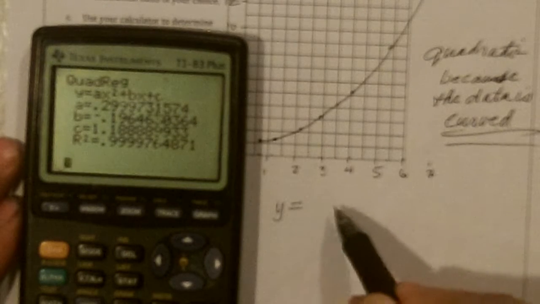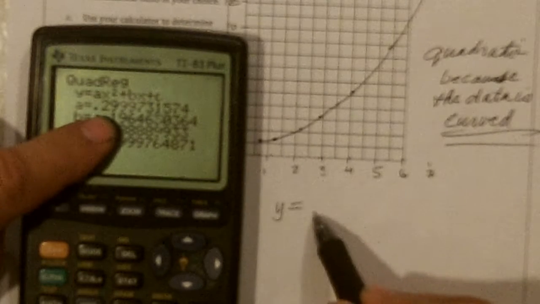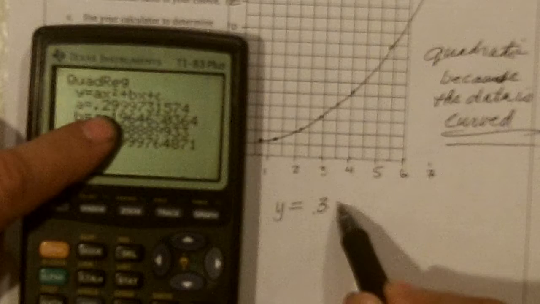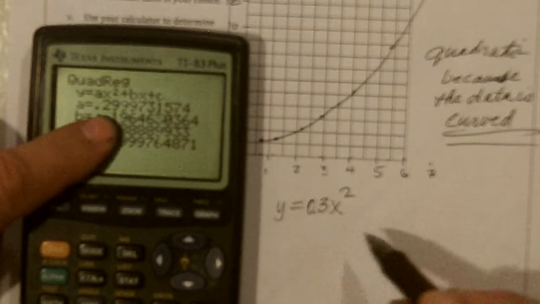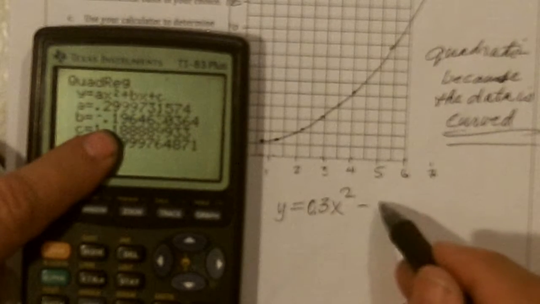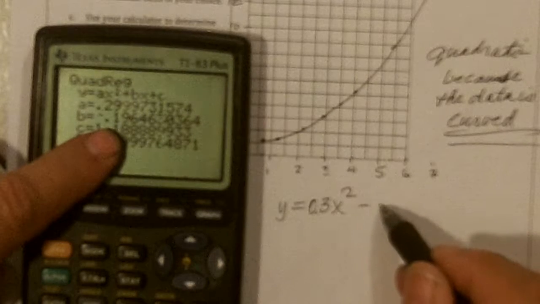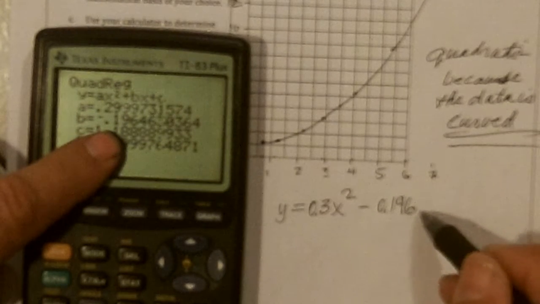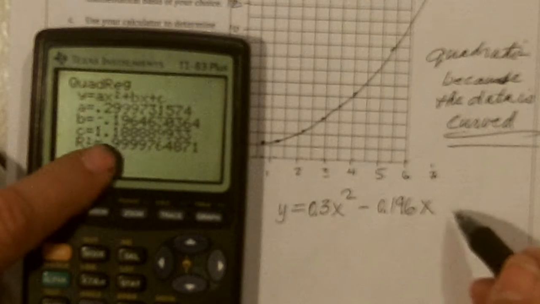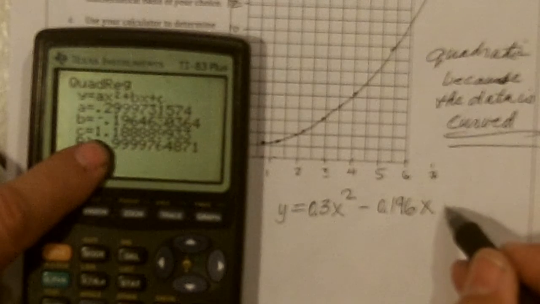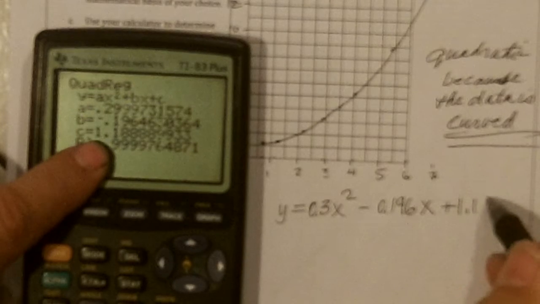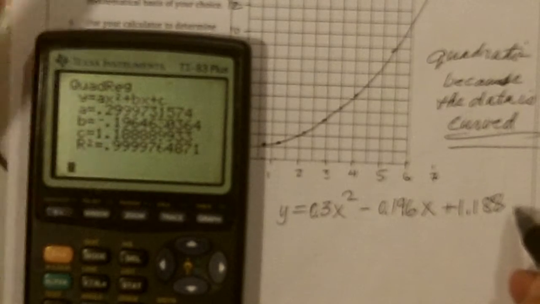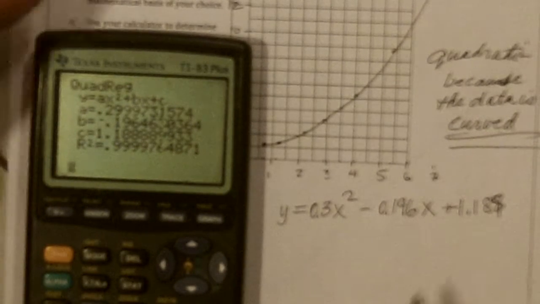And it's going to tell me the equation is y equals a, which is 0.2999 x squared, minus 0.19646 x, that's the b, and the c is plus 1.189 or something like that.